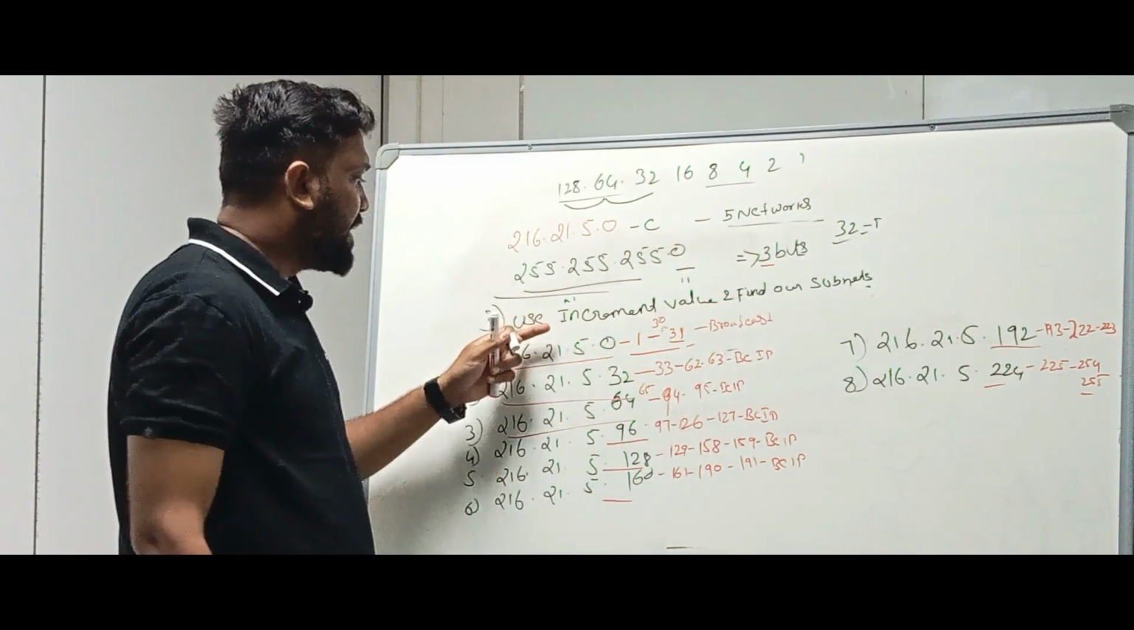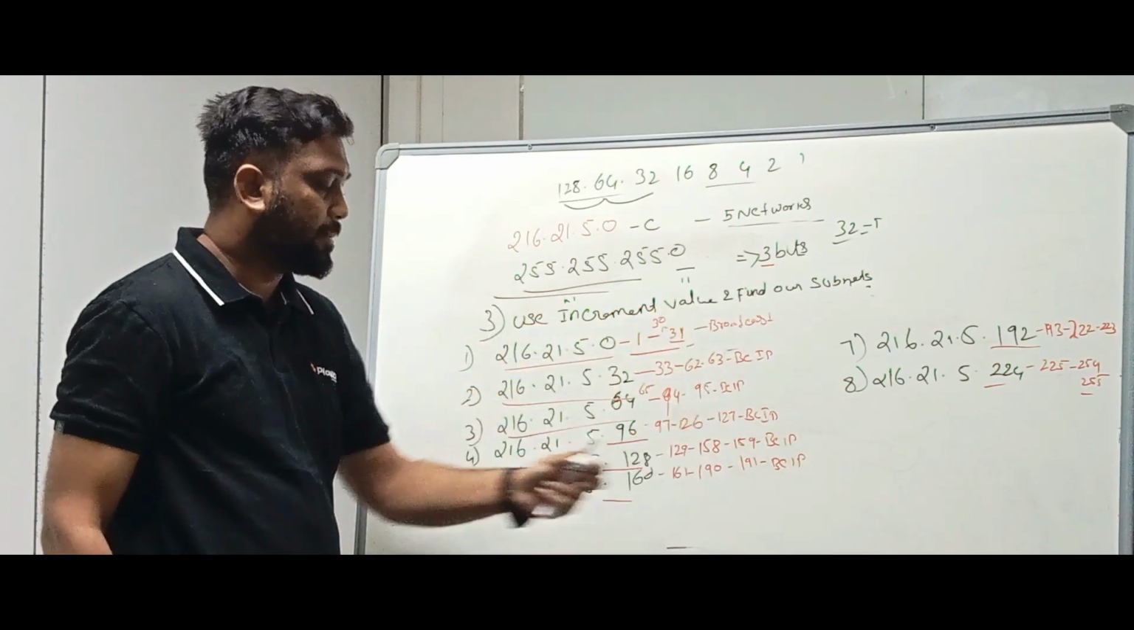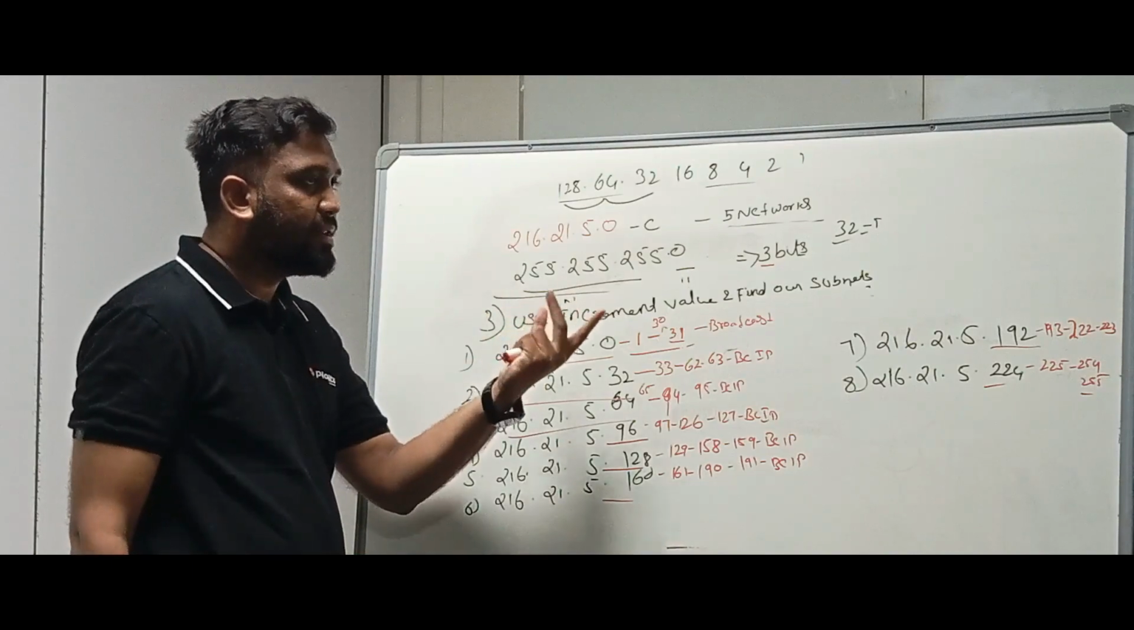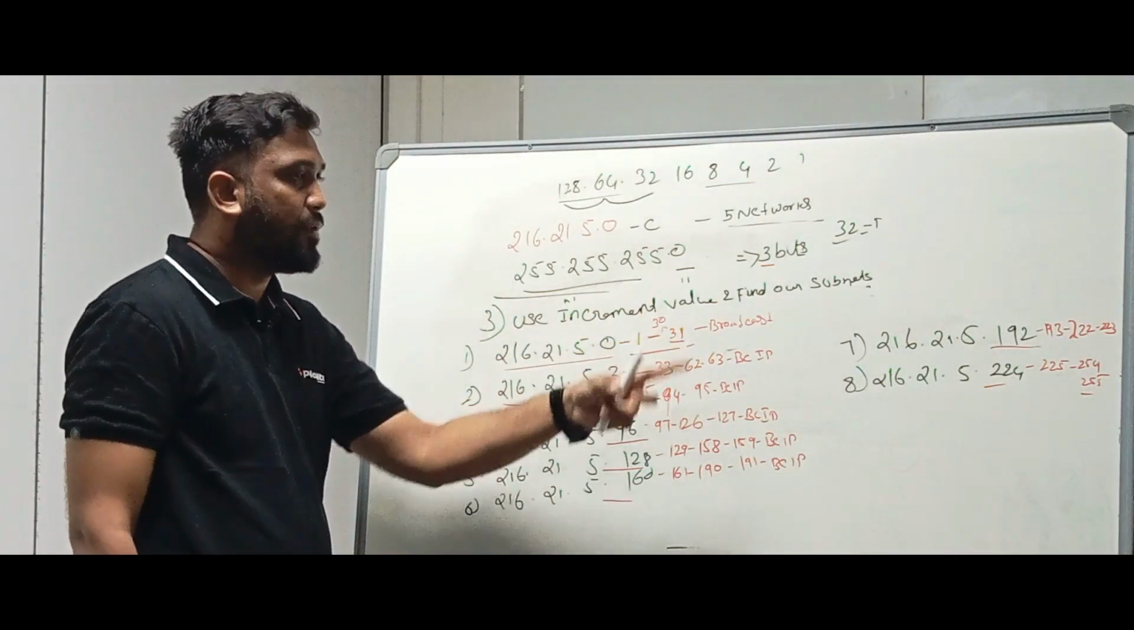After that, we have to apply the increment here. So we will get the subnets. So our requirement is 5. But we cannot divide with 5, we have to go with 8. We don't have any option.